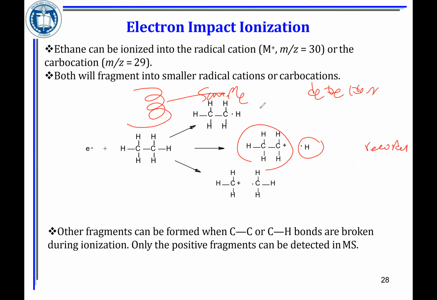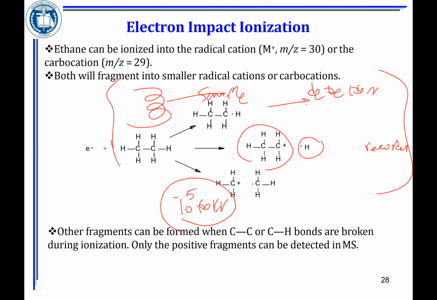The detector only detects the carbocations. This whole system works under 10 to the minus 5, let's say, torr. And I hope you recognize what that means. This is a very high vacuum. So anything that is neutral, anything that doesn't have a plus charge, is going to be vacuumed out.